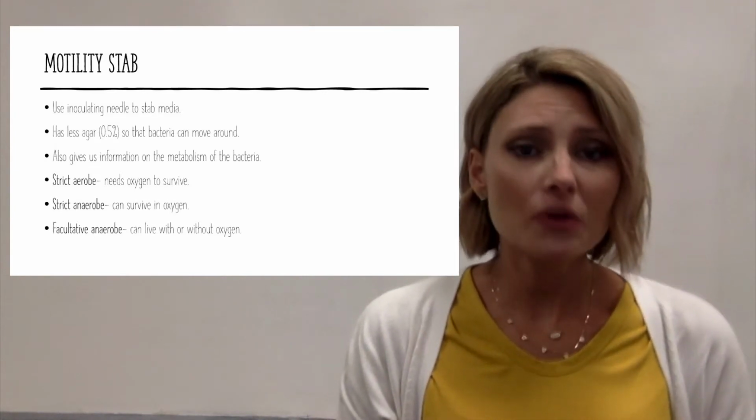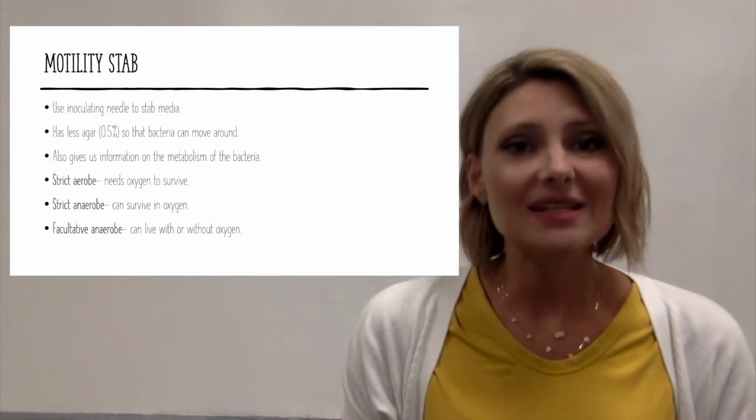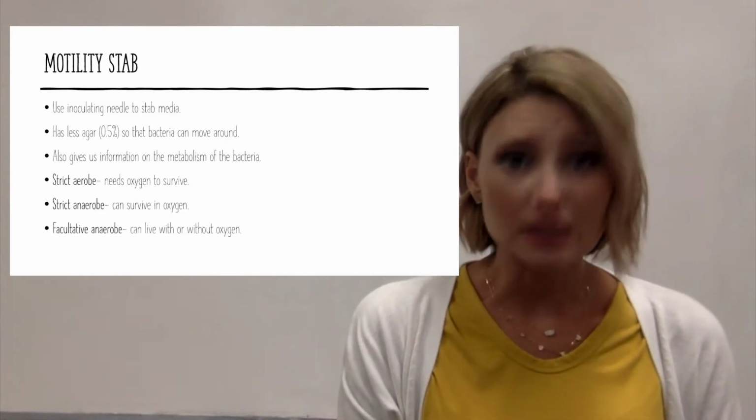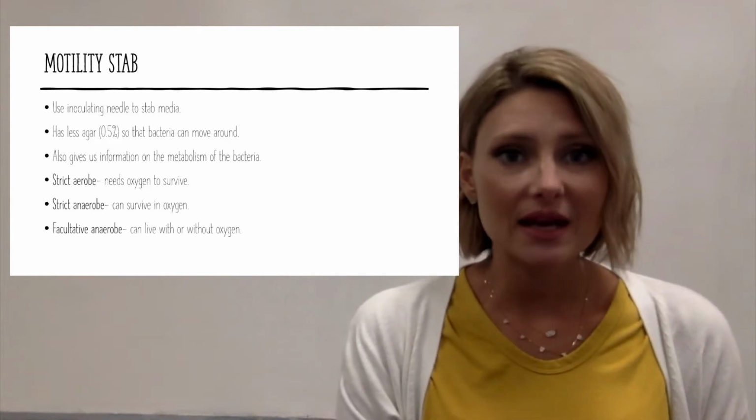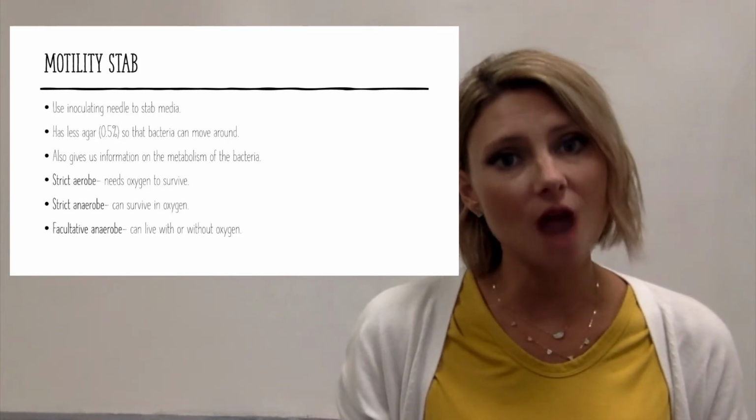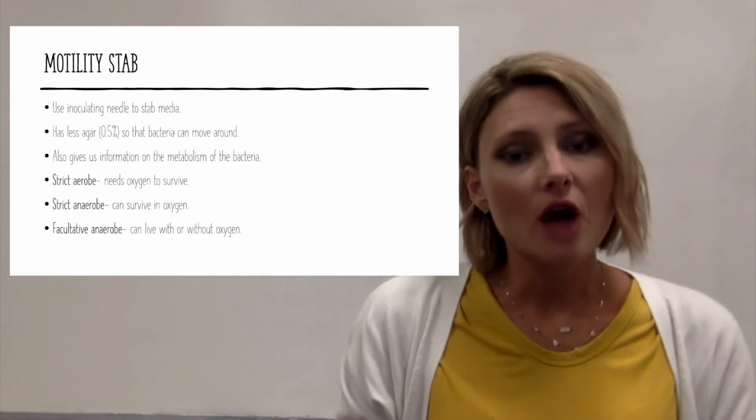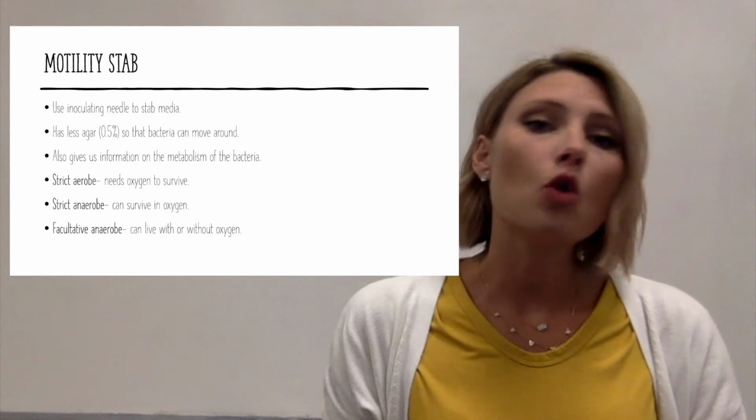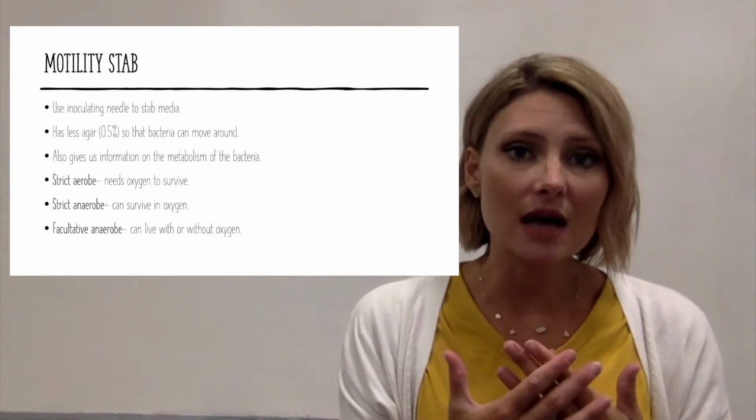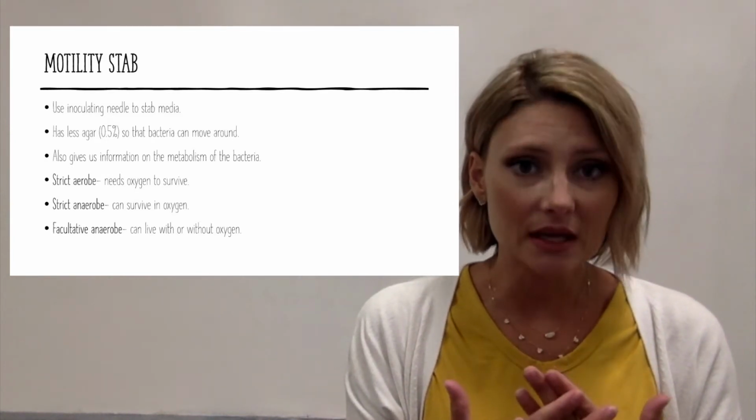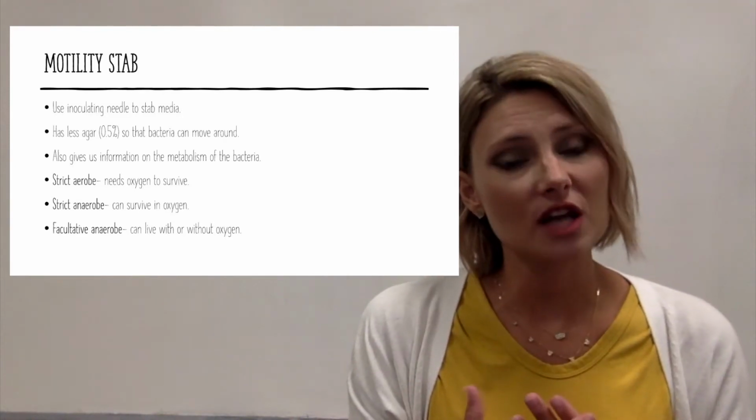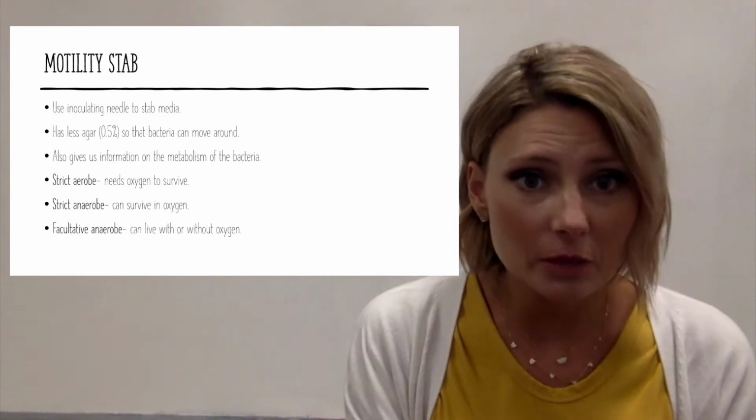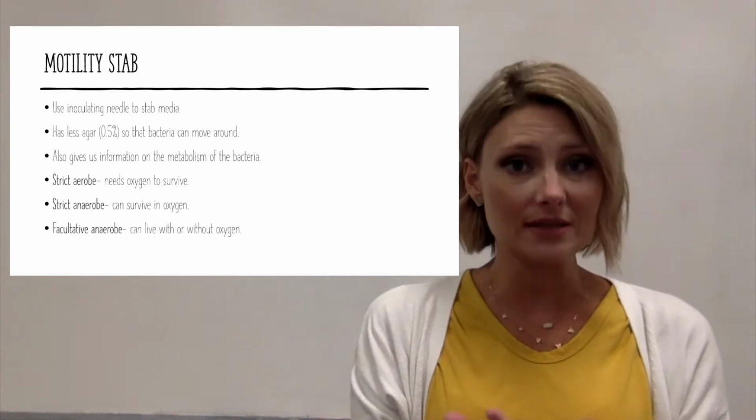And motility agar is special because it has less agar in it than normal solid media does. Most solid media has 1.5% agar in it. And if you remember, agar is the solidifying agent. That's what makes the media hard. So it creates a matrix inside of the media. And so at 1.5% concentration, the bacteria cannot move through that media. Even if they have the ability to move, they can't because it's too dense, it's too thick.